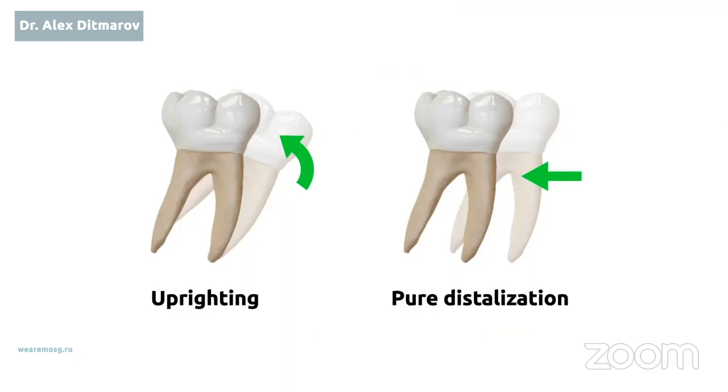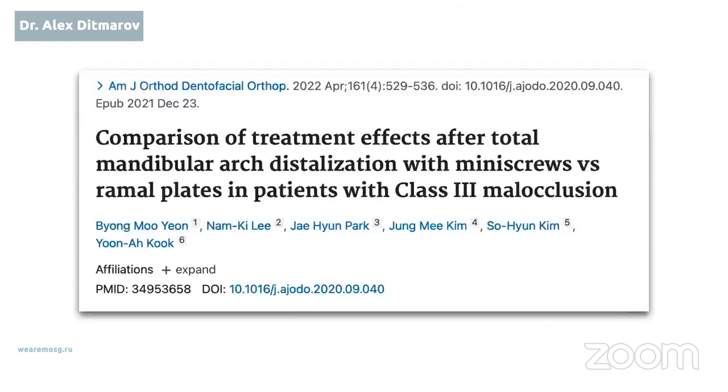So we are more interested in pure distalization because neither of the cases I presented had tipped forward molars. All the molars in the cases I presented were more or less uprighted. So we are interested how much we can distalize the roots, okay? So I want to look at this paper first. This is a very recent paper, 2022, published last year in the American Journal of Orthodontics.